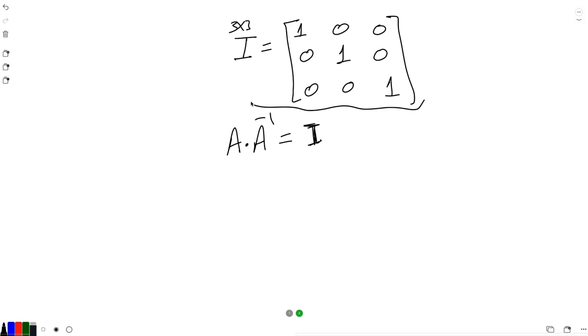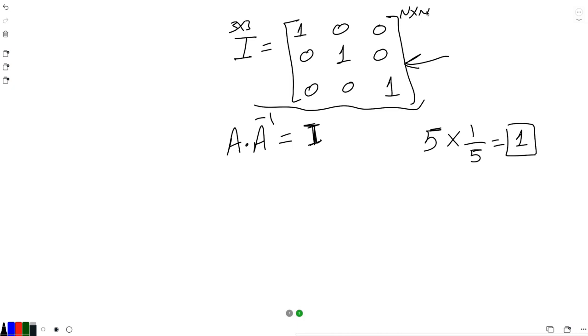Actually, for scalars it is equivalent to the number 1. Because if you multiply any number except 0, of course, like 5 times its inverse, which is 1 over 5, then the result will be 1. So this is the identity of the scalar, and the identity of matrices is given by this form. It must be square, but it can be for any n by n matrix. So this is called the identity matrix.